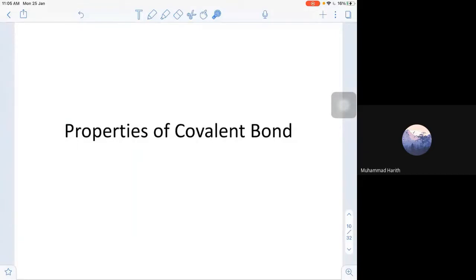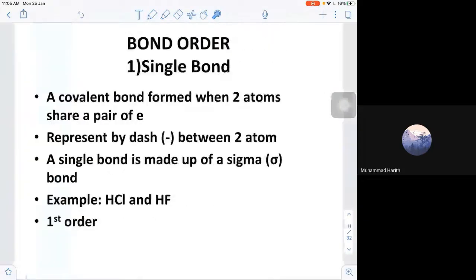There are several properties that we'll discuss. Let's start with the first property, which is the bond order. This is the first property, bond order. There are three bond orders.